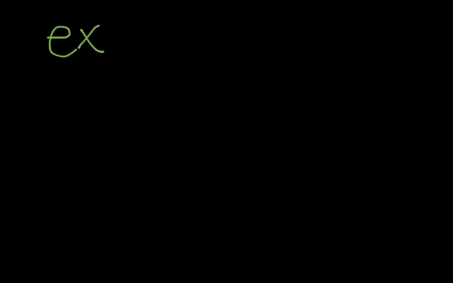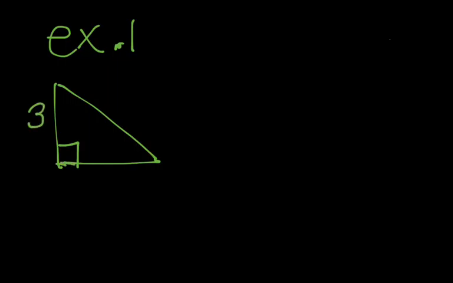Okay, so example number 1. So example 1, we have a triangle. When you're drawing these, you definitely want to include your right angle, just in case you have a triangle that's close. And my legs are 3 and 4, and I do not know my hypotenuse length.